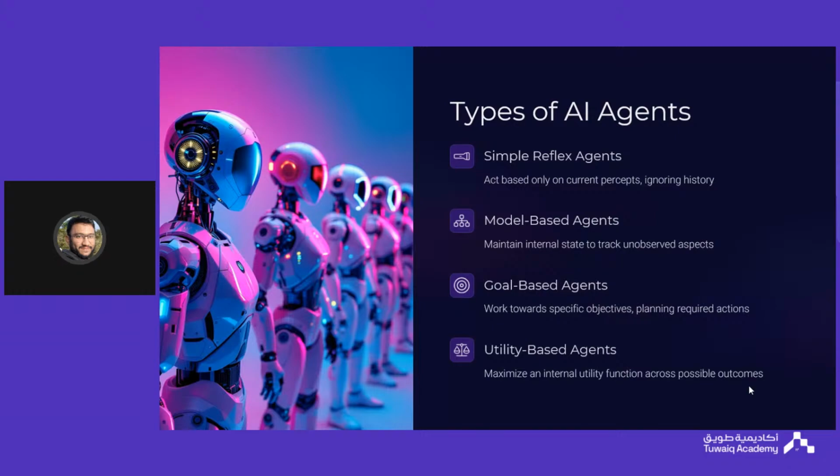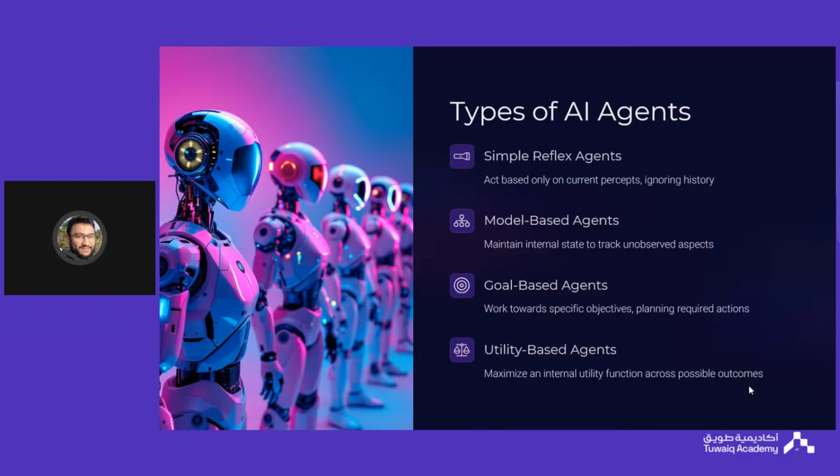Now I'll go to the types of AI agents. Here we need to understand that there are different types of AI agents. A simple reflex agent acts based only on the current percepts, totally ignoring the history. I'll explain the history in simple terms. For example, in ChatGPT, which is not a simple reflex agent, if I have a history of 5 or 10 chat messages, a simple reflex agent would act only on the current percept, ignoring the history.